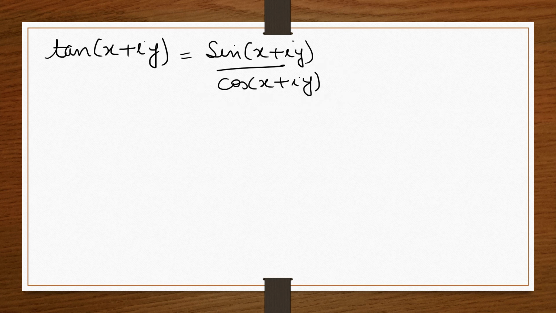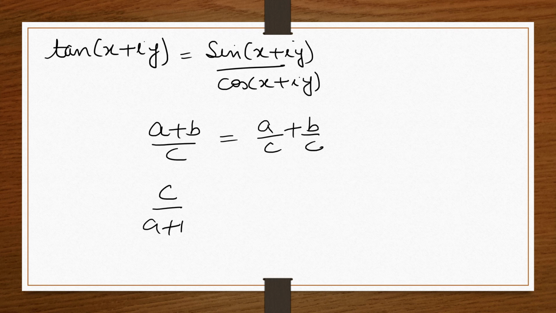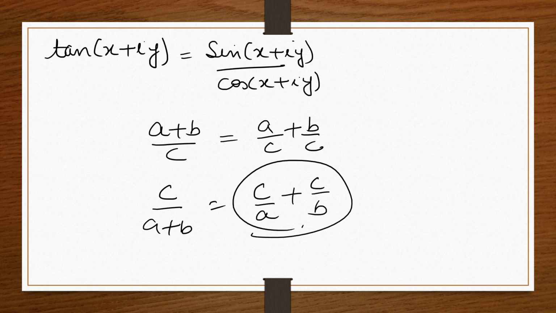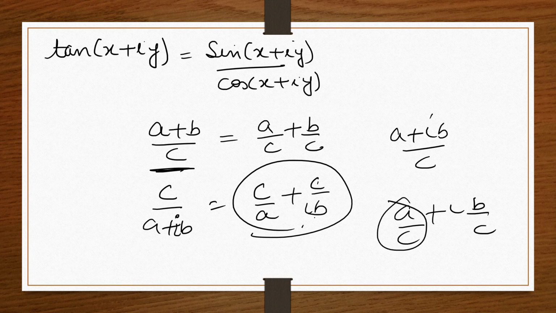And what is the reason? Because if you have (a plus b) over c, you can easily write it as a over c plus b over c. But if you have c over (a plus b), you cannot write it as c over a plus c over b. Getting my point? So we don't want iota in the denominator, because if you have iota there, you cannot separate it like that. But if you have (a plus iota b) over c, then you can separate it as a over c plus iota b over c. This will be the real part, this will be the imaginary part. So just keep this in your mind.